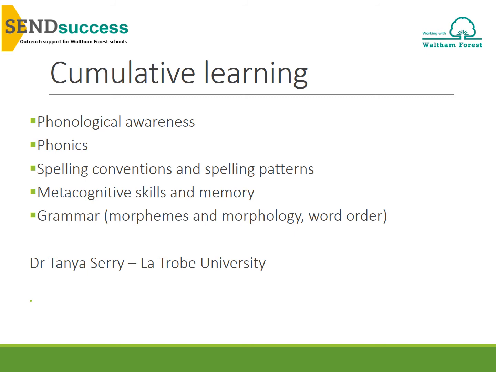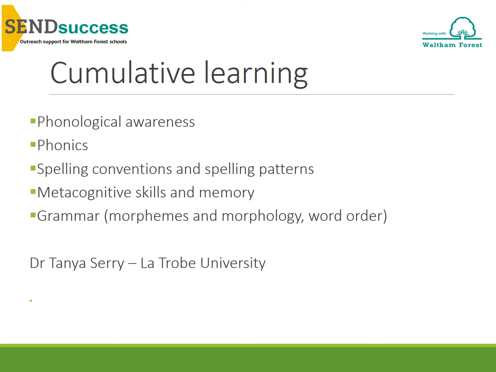The next stage is linked to spelling conventions and spelling patterns. At phase 6 of phonics, children are introduced to longer letter strings or patterns, if you like, spelling patterns as well. So for example, ment at the end of a word, contentment, suspicious, mysterious. So they're starting to learn more complicated spelling patterns.